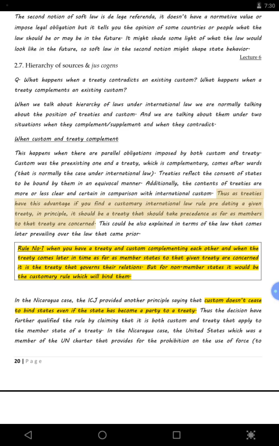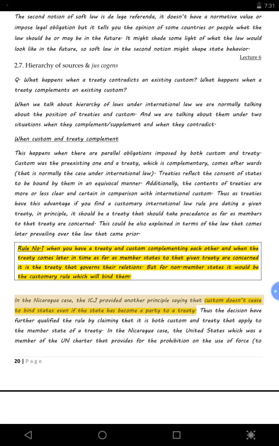Thus, as treaties have this advantage, if you find a customary international law rule predating a given treaty, in principle, it should be the treaty that takes precedence as far as members to that treaty are concerned. This could also be explained in terms of the law that comes later prevailing over the law that came prior. Rule number 1. When you have a treaty and custom complementing each other, and when the treaty comes later in time, as far as member states to that given treaty are concerned, it is the treaty that governs their relations. But for non-member states, it would be the customary rule which will bind them.